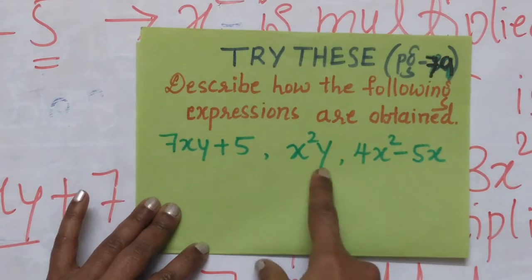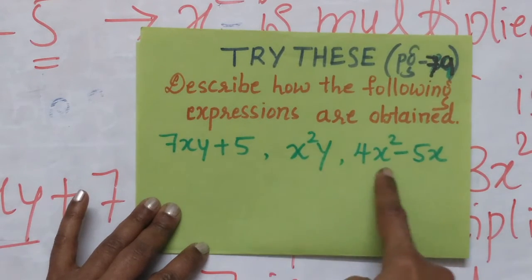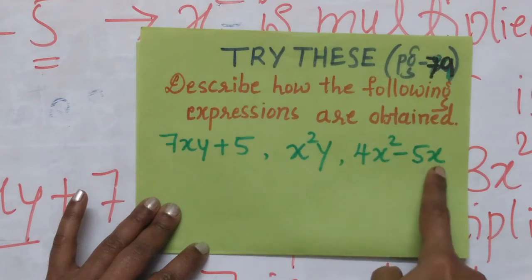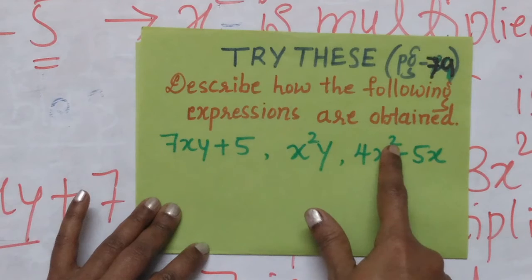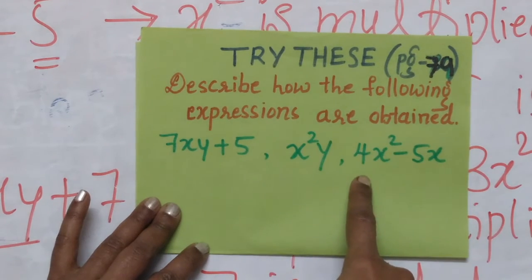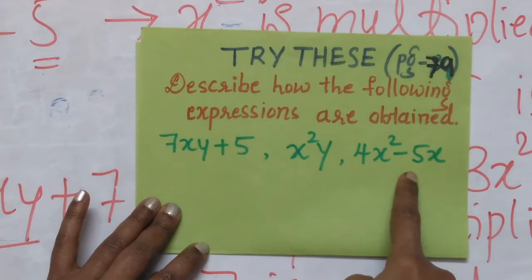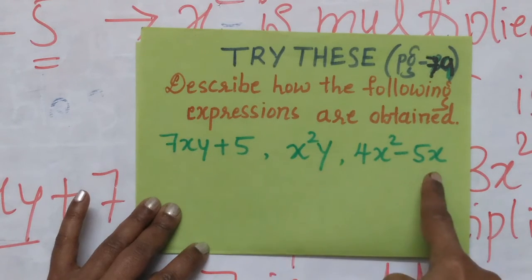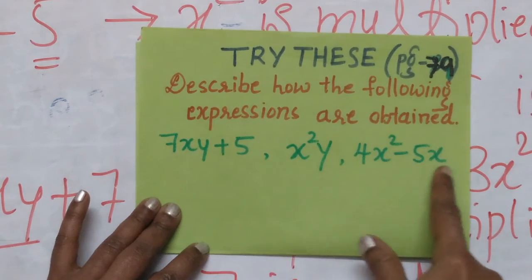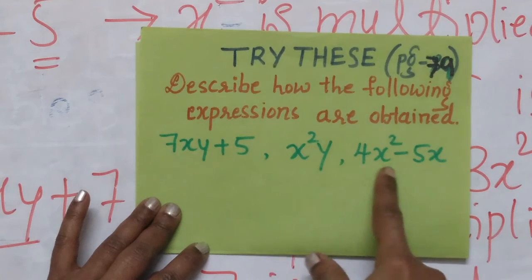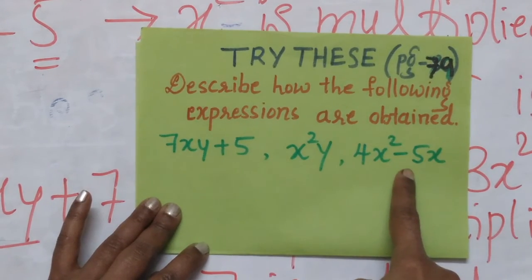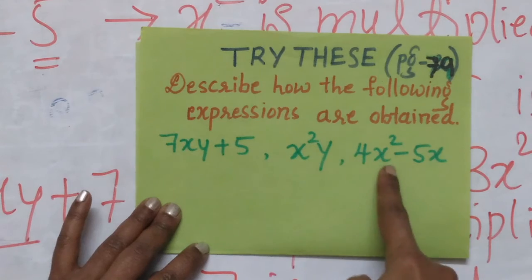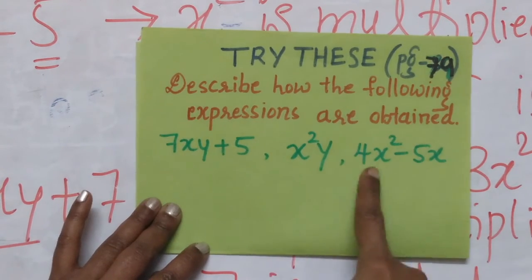Now let us take 4x square minus 5x. There are two ways here. There are two variables appearing in both the terms. x square multiplied by 4 minus 5 multiplied by x. Otherwise, 5 multiplied by x is subtracted from the 4 multiplied by x square. 5x subtracted from 4x square we can say. Any of the ways are correct.